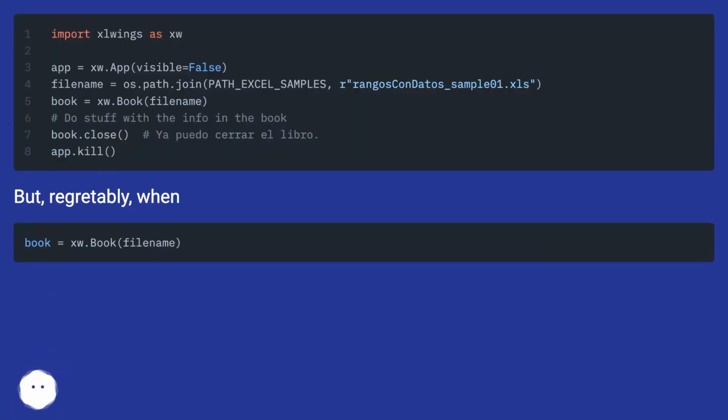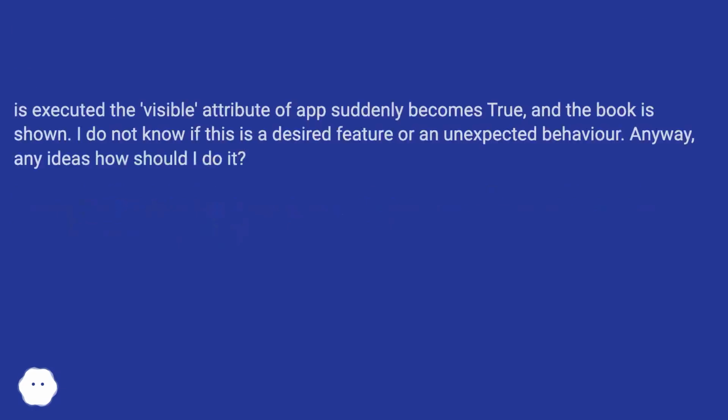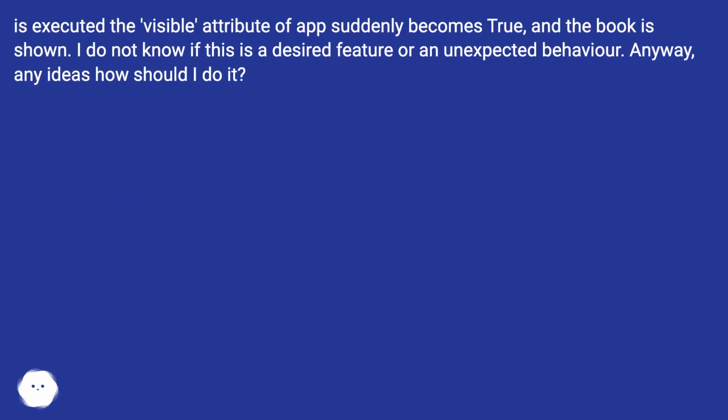So I coded. But, regrettably, when it is executed, the visible attribute of app suddenly becomes True, and the book is shown. I do not know if this is a desired feature or an unexpected behavior. Anyway, any ideas how I should do it?